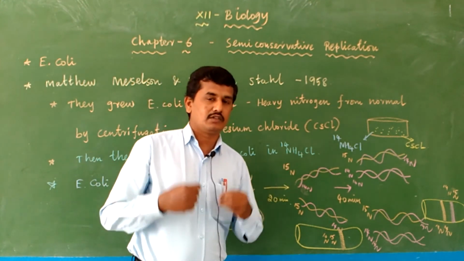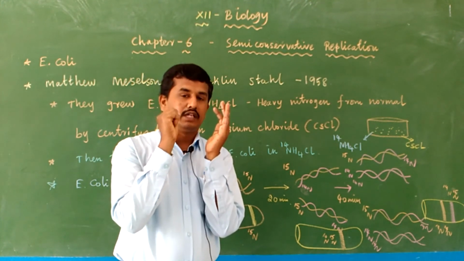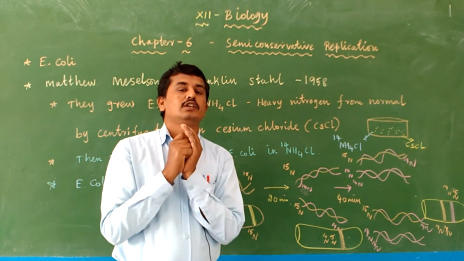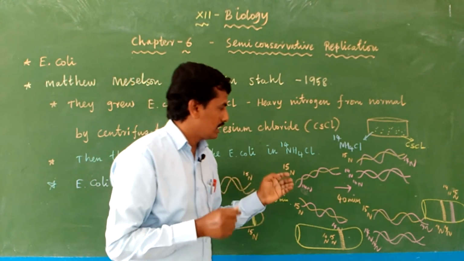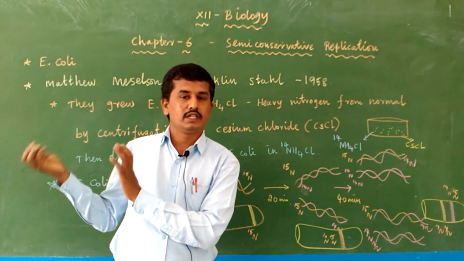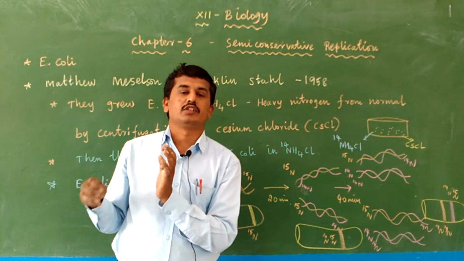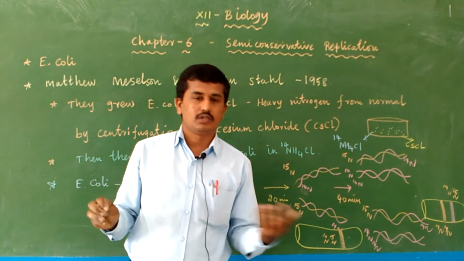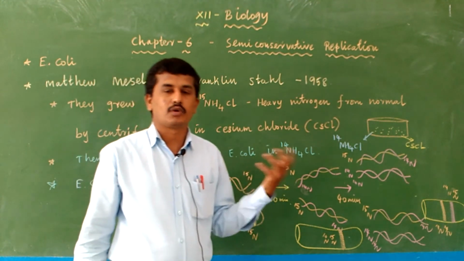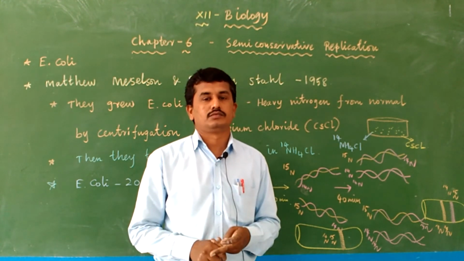For example, if our cell contains one double-helical DNA, one helix is from the parent cell, and one helix is newly synthesized DNA. Okay, the procedure is only semi-conservative, because half the DNA is conserved from the parent, and half the DNA is newly synthesized. So this applies to every organism, not only E. coli. This experiment was first proved in E. coli bacterium, a prokaryote, then later it was proved in humans also, even in eukaryotic cells.